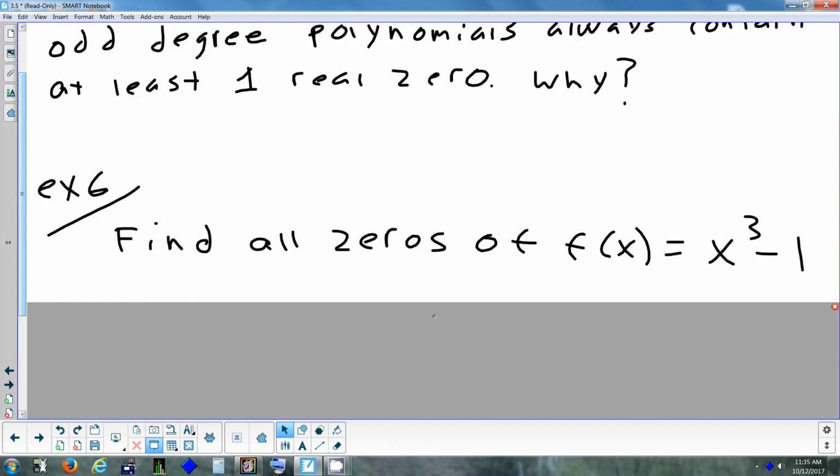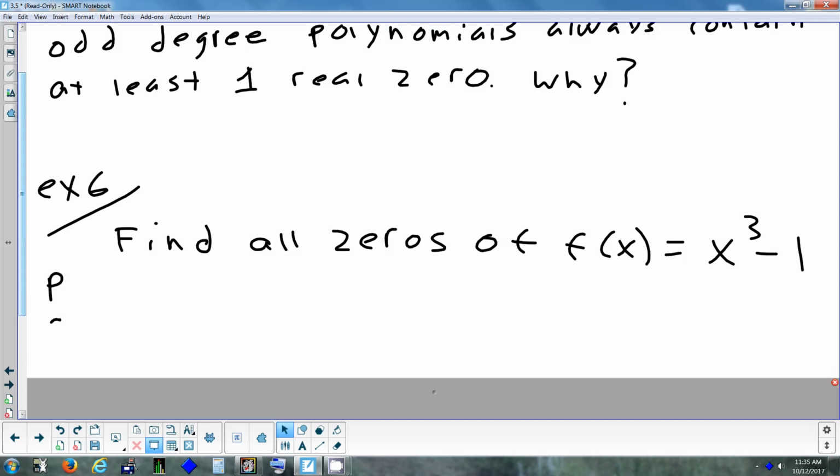And let's assume I'm being nice, and I gave you a problem where it's going to cross at a nice spot. How could you generate a list of numbers that would give you possibilities of where it would cross? What theorem could you use? Yeah? Rational root. Yeah, let's use the rational root theorem.